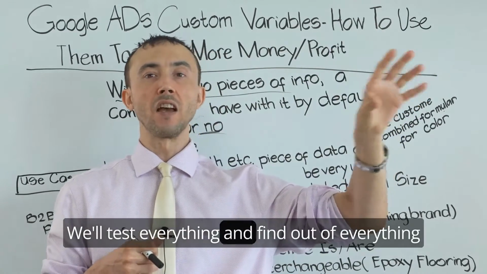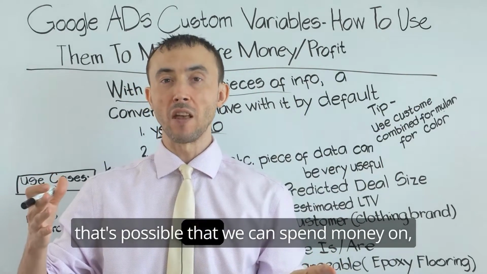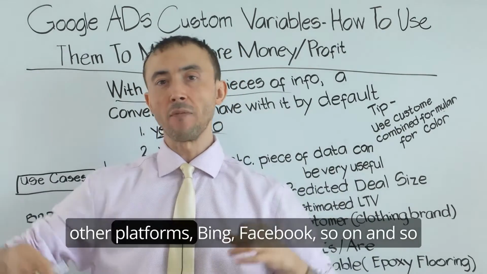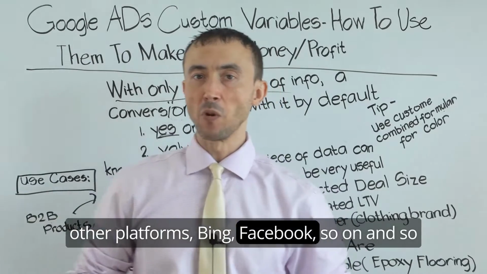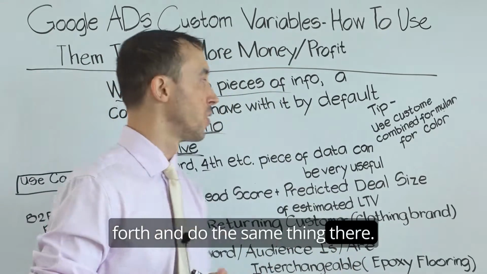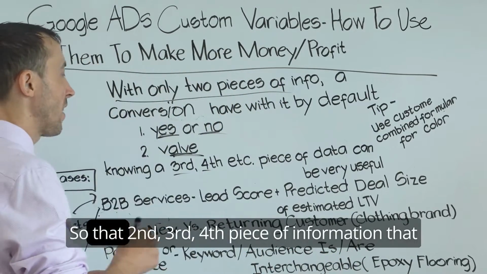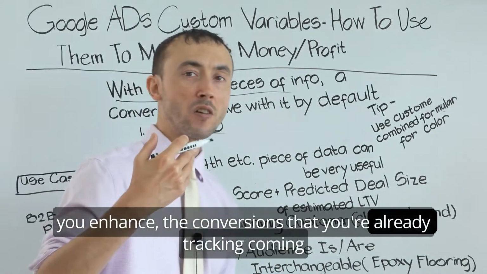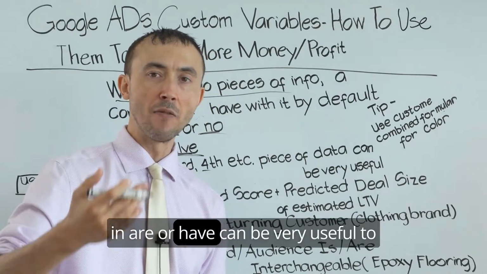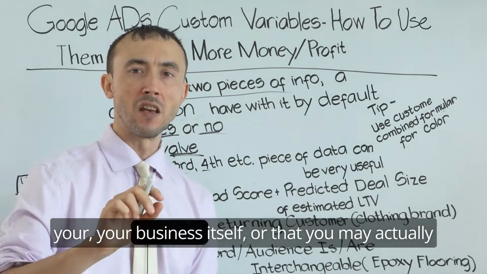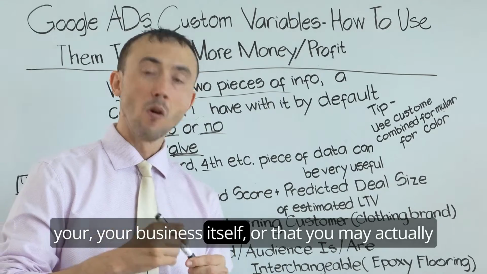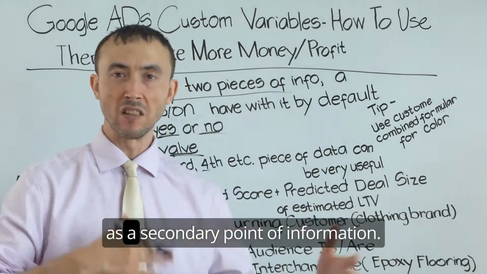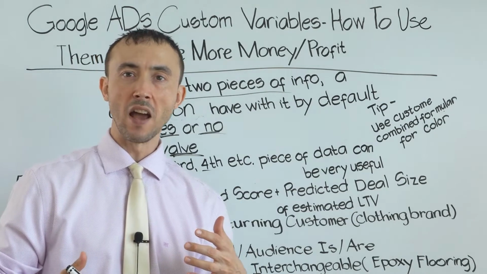We'll test everything and find out, of everything that's possible that we can spend money on, what gets a customer at that price. And then, of course, you can go to other platforms, Bing, Facebook, and so forth, and do the same thing there. So that second, third, fourth piece of information that enhances the conversions you're already tracking can be very useful to your business, or you may actually have separate goals to track separate things as a secondary point of information, right?